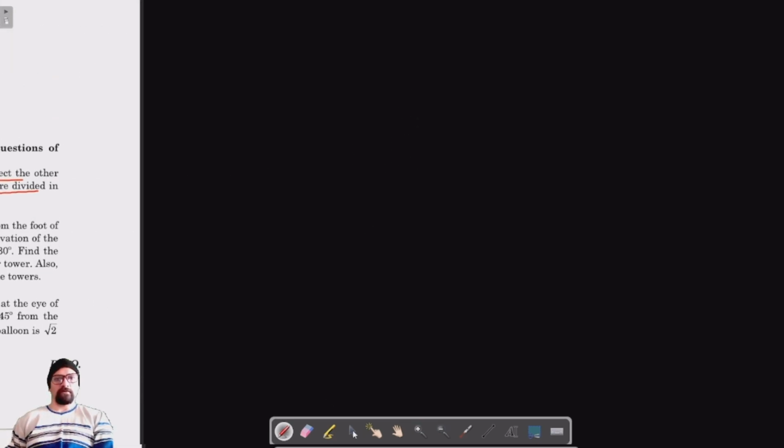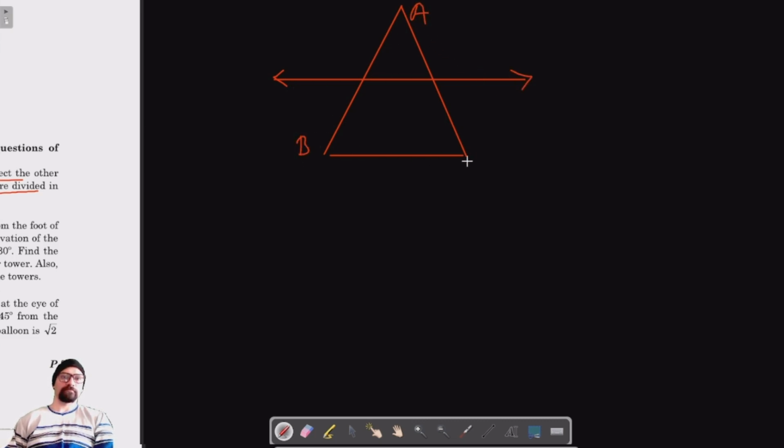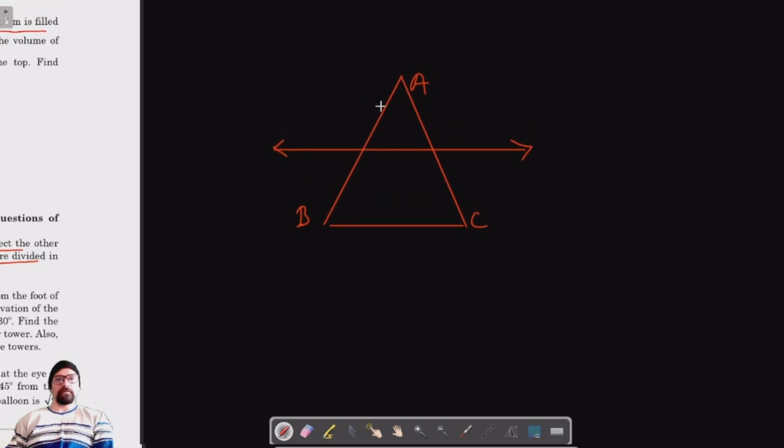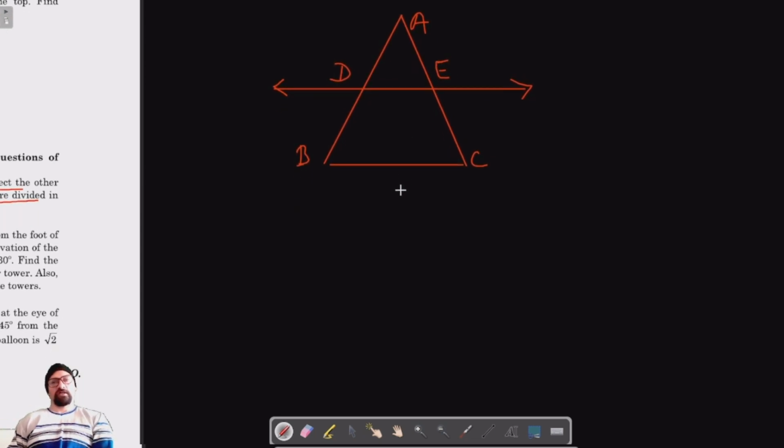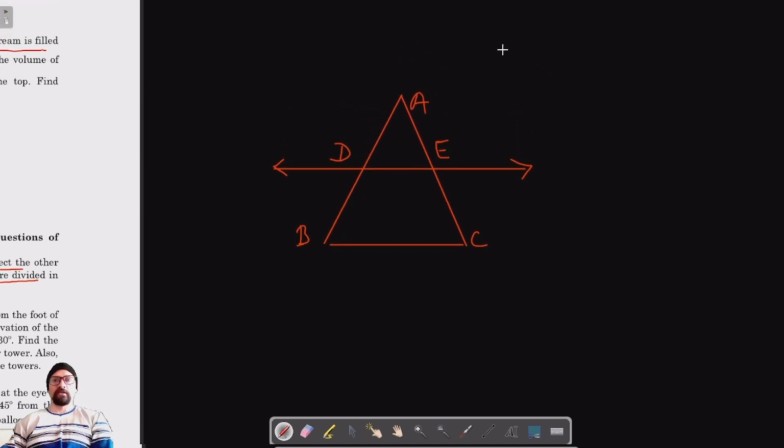So let me draw a triangle. Let's say this is our triangle, and it's given that a line is drawn parallel to one side of the triangle to intersect the other two sides in two distinct points. So this is the triangle, and the line is drawn to intersect the two sides in points D and E.